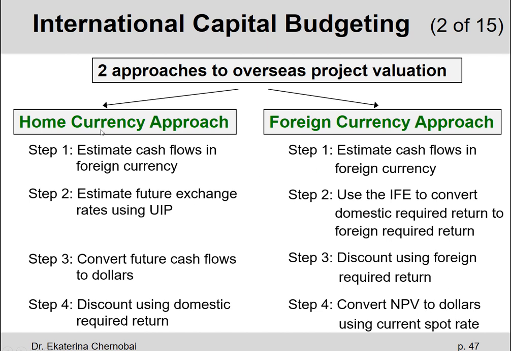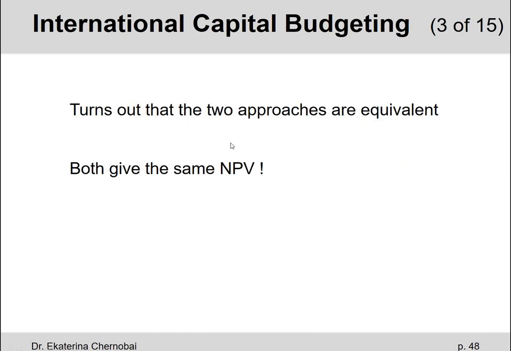So it's like in the home currency approach, the first thing we want to do is convert all cash flows for the project into dollars. With the foreign currency approach, we want to convert everything into dollars last. And we are calculating the NPV in the foreign currency as kind of big step 1. Okay, so it turns out that it actually doesn't matter which of the two approaches you decide to use to find the net present value for your overseas project, because both will give you the same exact net present value.